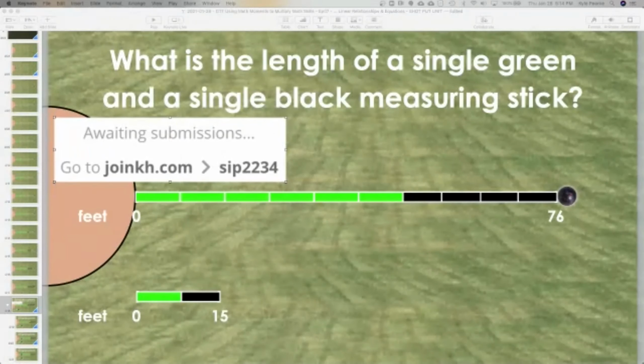What's your thinking here? We want the length of a single green and also a single black measuring stick. Kyle's only showing you what you've got on the screen so far. One of each together is 15 feet. And then you've got the whole combination there adding up to 76. All right, so that's what we're working on. We're going silent. I'm really looking forward to seeing the solutions that come in on this one.